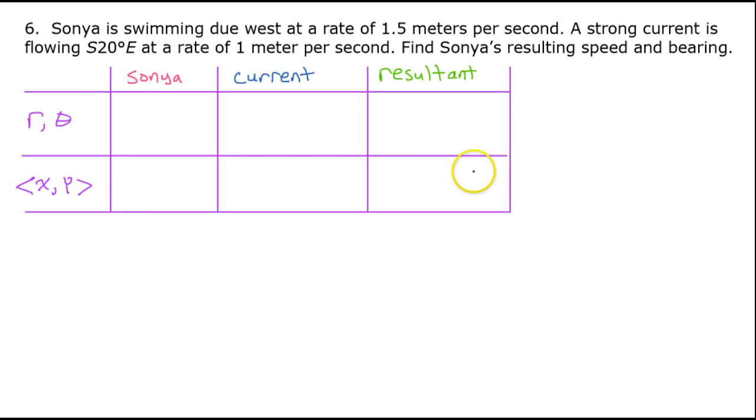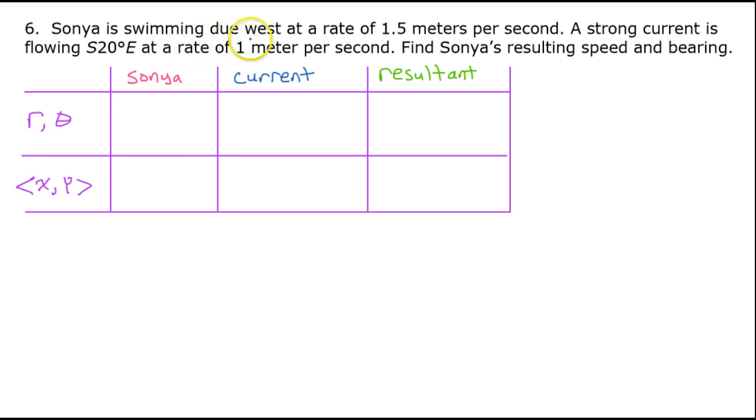Let's make a chart and organize our work. We have Sonia, we have the current, and then we have the net result of the two. So for each quantity, we're going to record the magnitude and direction. And what we're going to do is convert that into component form so we can add and create the resultant vector. And then we will convert that back into the magnitude and direction. So let's start with Sonia.